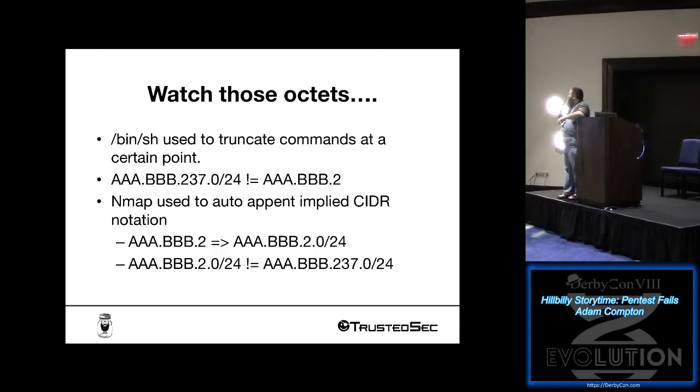So, Nmap being as helpful as it could there, it sees a partially completed dotted octet, decides to go ahead and fill in the remainder of it for us. Those don't match. So yeah, this came about because I was in a hurry.